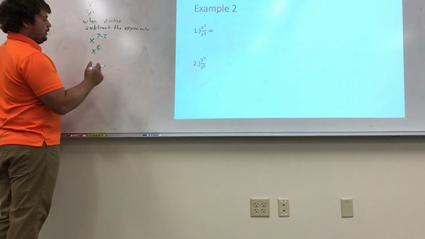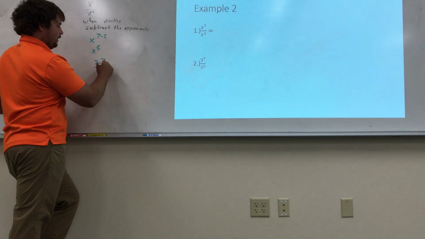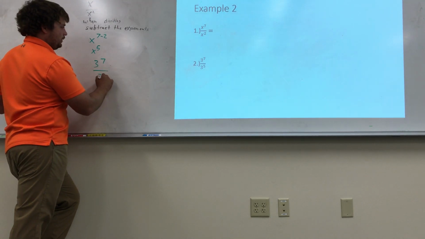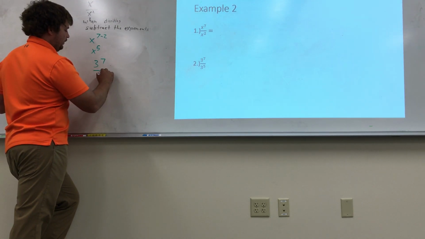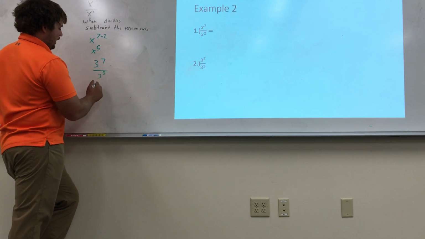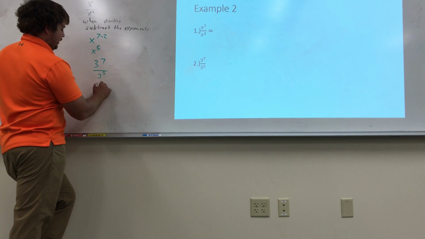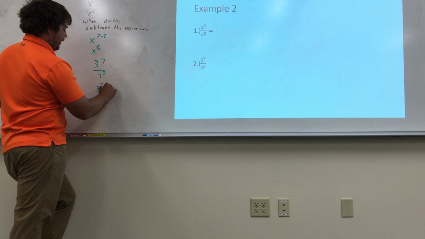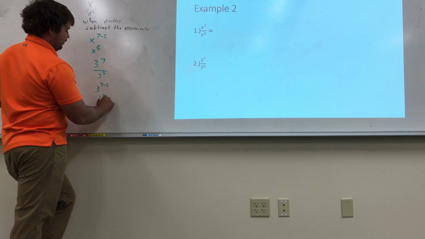Okay, going to do the same thing here. We have 3 to the 7th over 3 to the 5th. We're going to subtract our exponents. 3 to the 7th minus 5, which is 3 to the 2nd, which equals 9, if you simplify it all the way out.